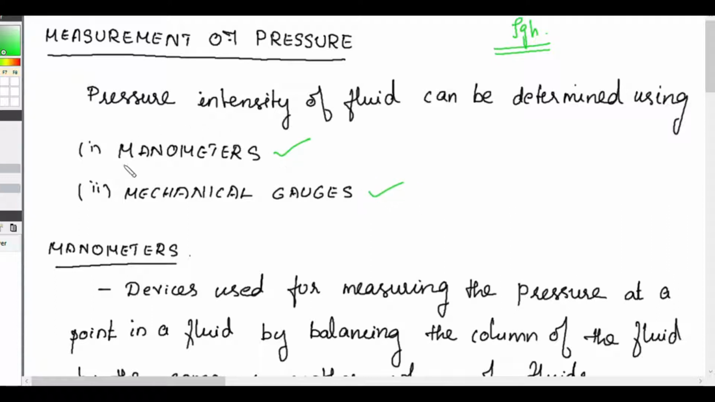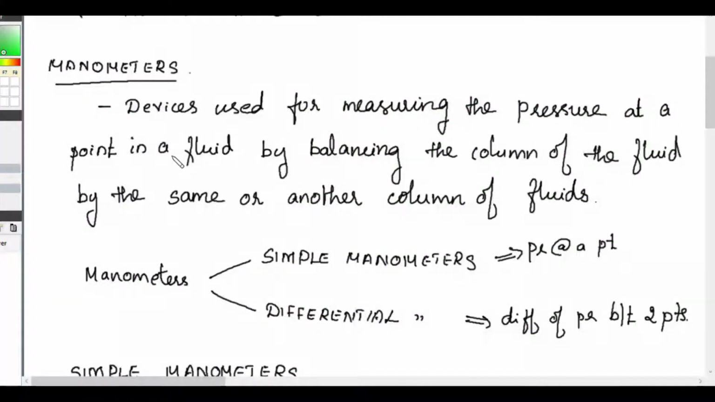In our syllabus we have to study manometers. So let us see what a manometer is. A manometer is a device used for measuring the pressure at a point in a fluid by balancing the column of the fluid by the same or another column of fluid. What does it mean? It is a device used for measuring the pressure at a point in a fluid. That means if you have a fluid body and this point is A, these manometers are used to measure the pressure at A.